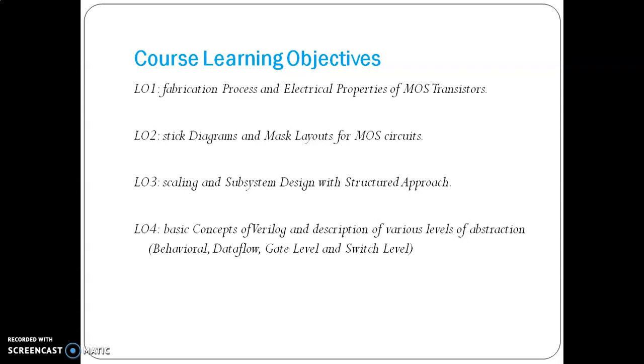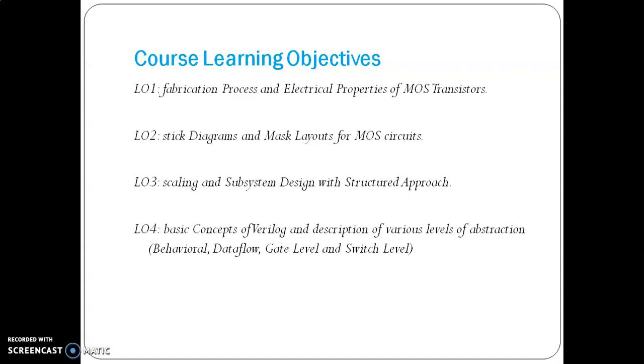Each objective is made as a unit for framing the syllabus. The first objective is the fabrication process and electrical properties of MOS transistors. On completion of unit 1, the students will gain knowledge in the fabrication process and electrical properties of MOS transistors. Similarly, on completion of unit 2, you will gain the concepts of stick diagrams and mask layout for MOS circuits.